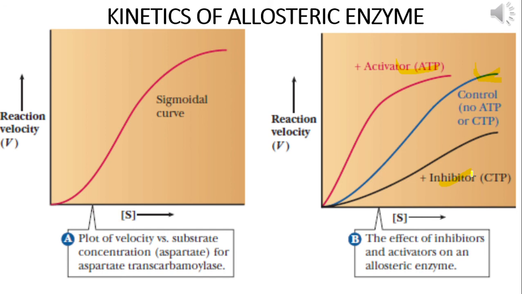And how do they differ? When the allosteric activator is present, the plot becomes steeper. Steeper means within a less substrate concentration range, more of the product is formed because reaction velocity is more. While in presence of an allosteric inhibitor, the plot becomes more and more flat. What does it mean? Even at a higher substrate concentration, reaction velocity is not that much increasing, which means the product formation is not that much increasing. This is a typical graph, keep in mind.